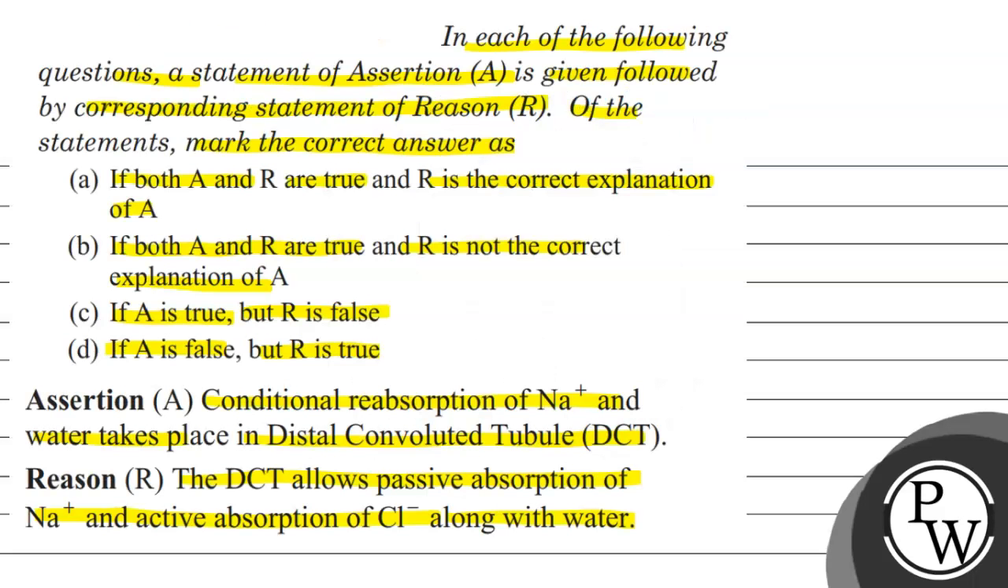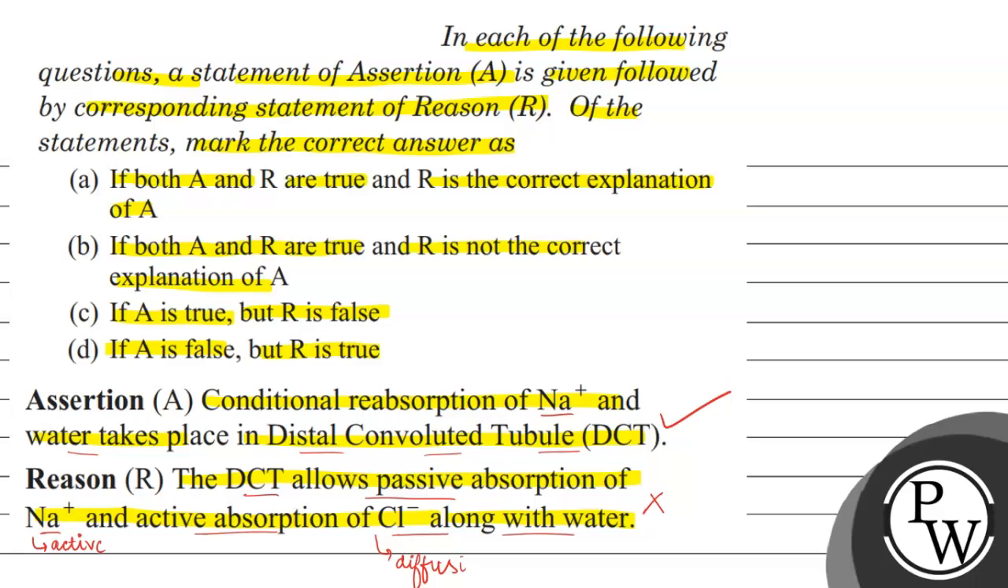Assertion की statement कहती है that conditional reabsorption of sodium ion and water takes place in distal convoluted tubule. तो ये statement हमारी correct है. और reason की statement है that DCT allows passive absorption of sodium ion and active absorption of chloride ion along with water. ये statement हमारी wrong है because we know that it is the reverse, that in sodium ion it is active, while in the case of chloride ion it is passive or diffusion.